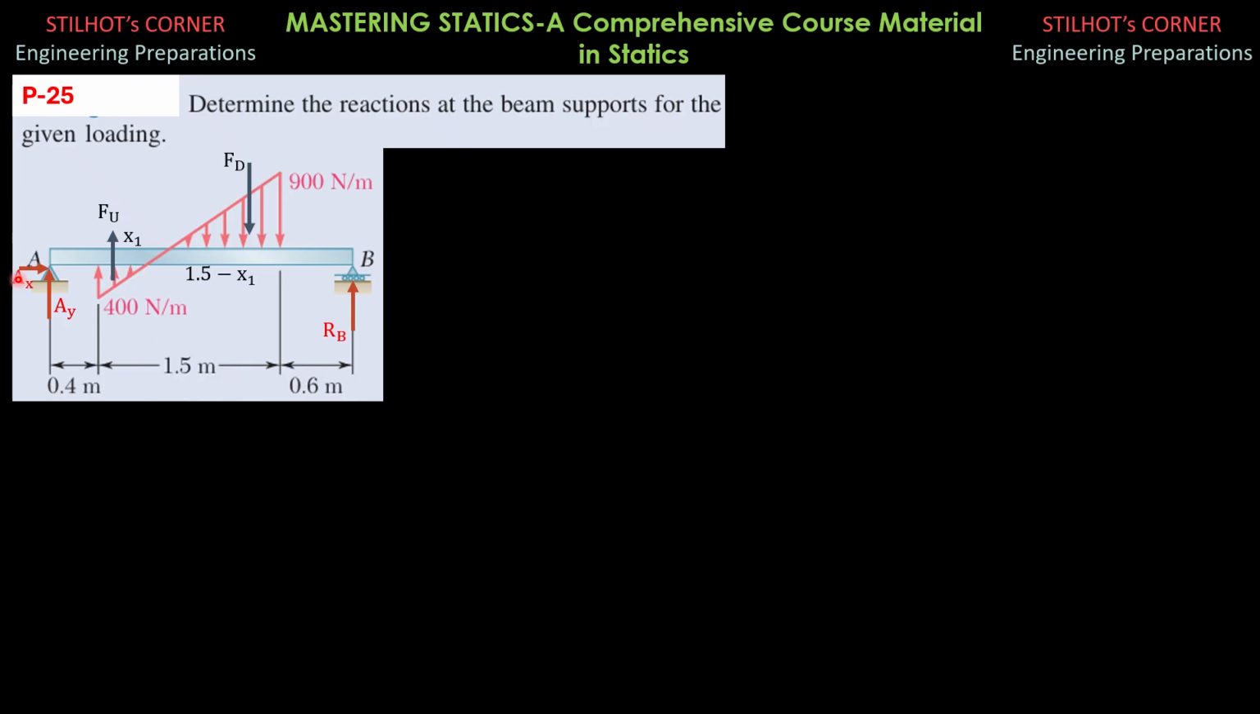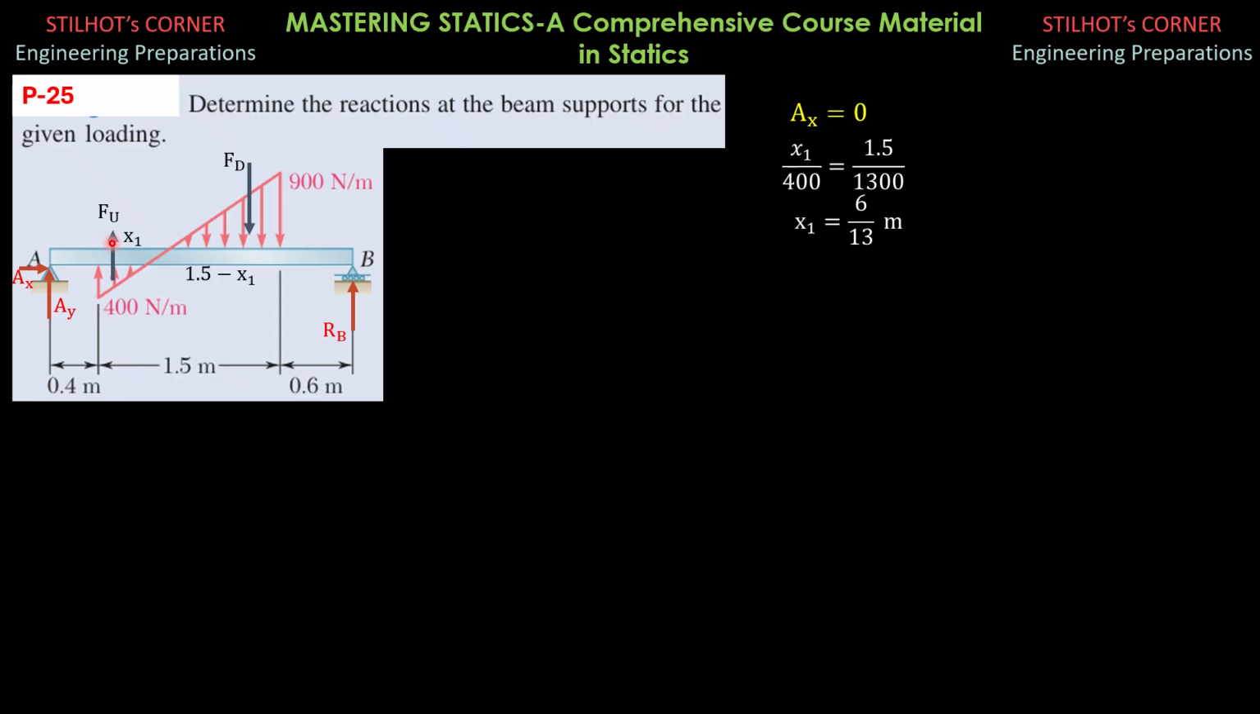So we apply static equations here. Summation of horizontal forces, AX or RX, should be 0. So AX is 0. That's one answer right away. Then to solve for the other reactions, we need to solve for x1, then the forces. So by similar triangles, x1 is to 400 as 1.5 is to 1,300, where 1,300 is 900 plus 400. So x1 is equal to 6 over 13 meter.